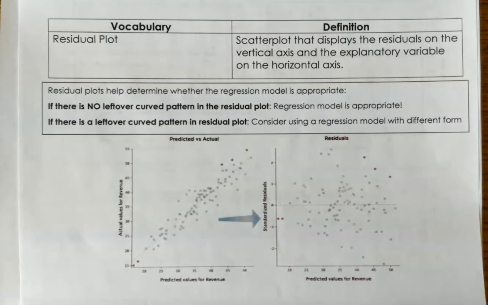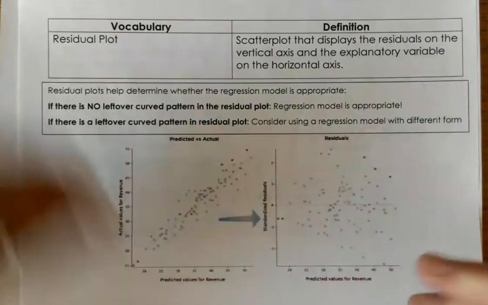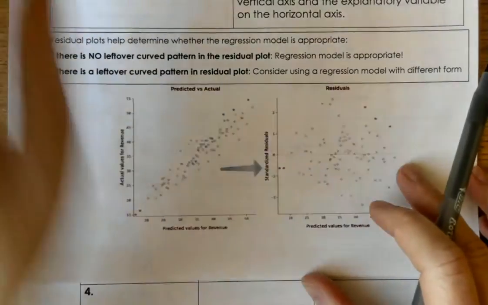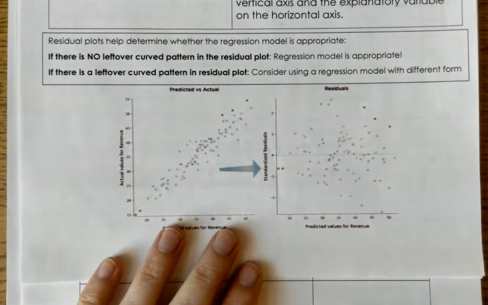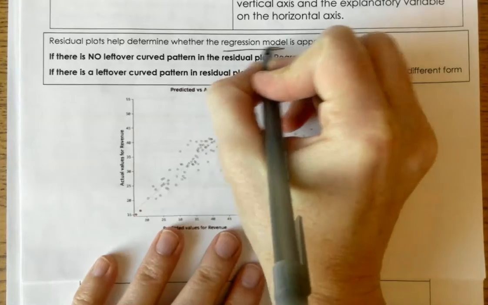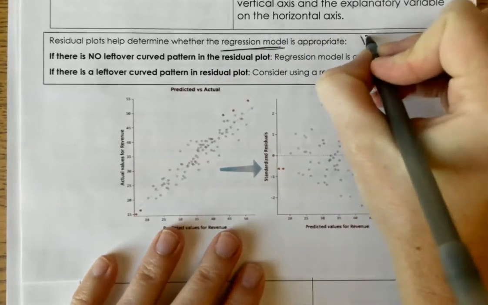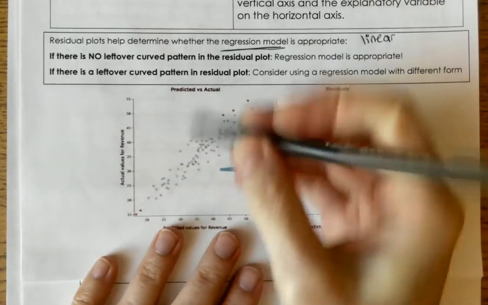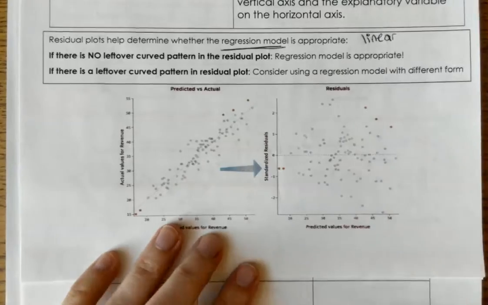A residual plot is a scatter plot that displays the residuals on a vertical axis and the explanatory variable on the horizontal axis. Residual plots help determine whether the regression model is appropriate. The regression model is a linear model, right? Regression line, think about that.